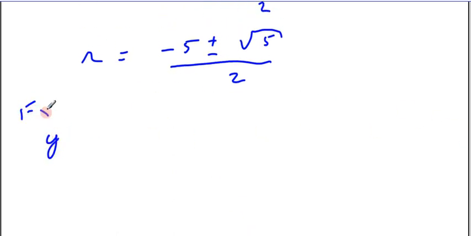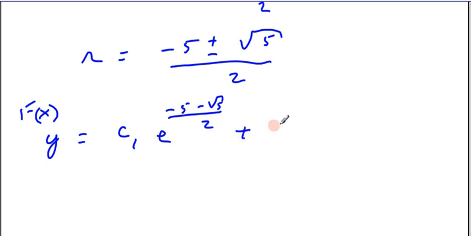Final answer. Y of x is equal to C1 e to the (minus 5 minus square root of 5) over 2, plus C2 e to the (minus 5 plus square root of 5) over 2, and there has to be an x here and there has to be an x there.